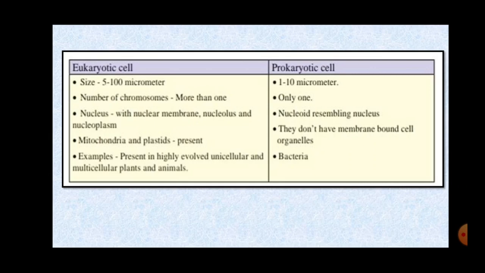also very clear. Then prokaryotic cells don't have membrane bound cell organelles, whereas in eukaryotic cells the membrane bound organelles are very clearly present, like mitochondria and plastids. The example of prokaryotic cell is bacteria, and eukaryotic cells are present in highly evolved unicellular and multicellular plants and animals.